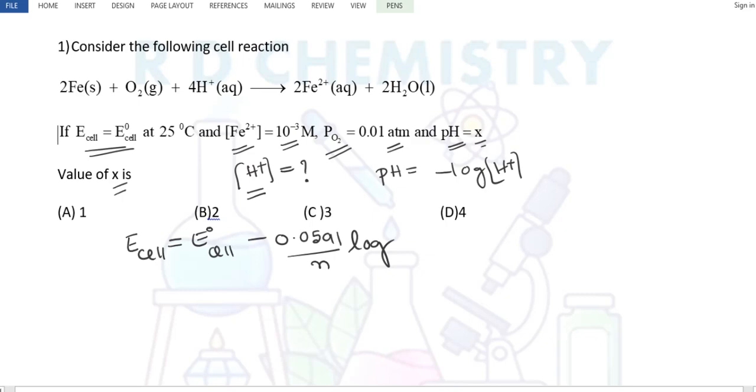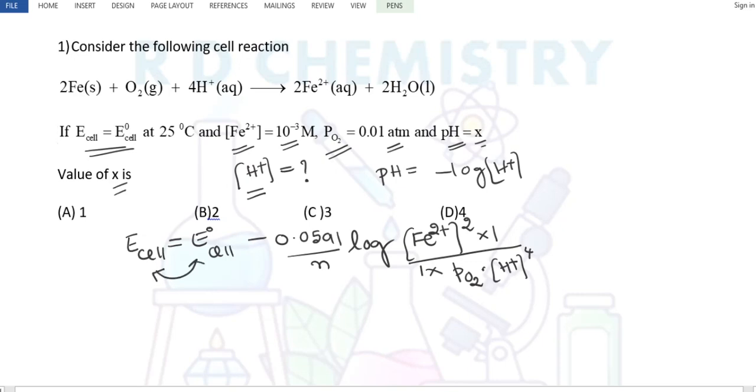Now you write down the ratio between the product and the reactant. Products are ferrous Fe2+ concentration, number of moles are 2, square it. Then water concentration is taken as 1, pure solvent, divided by. Now we have iron metal on the reactant side, and for metal also it is taken as 1, into oxygen is a gas. So pressure of the oxygen into H plus concentration to the power 4 because number of moles are 4. Right? Now these two values are equal to each other.